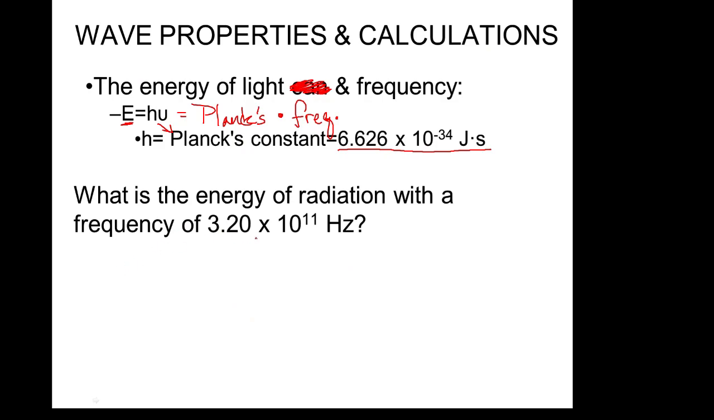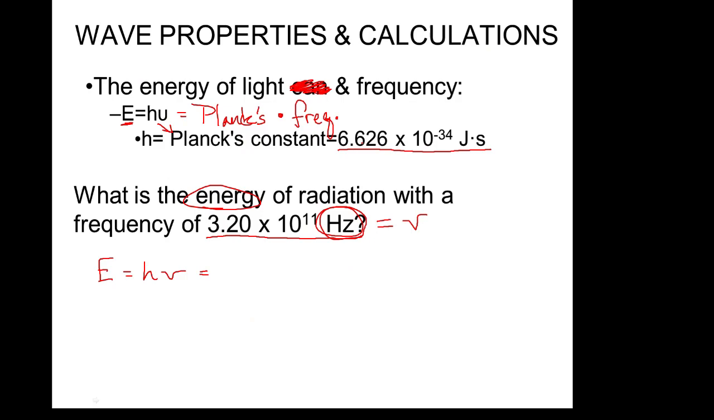It says, what is the energy of radiation with a frequency of 3.20 times 10 to the 11th hertz? So what is this value here? How do we know? Well, it says hertz, so that means it must be our frequency. So energy is equal to h times nu. It asks what is the energy, which is what we're trying to find, so we don't even have to rearrange our equation. We're just going to plug things in.